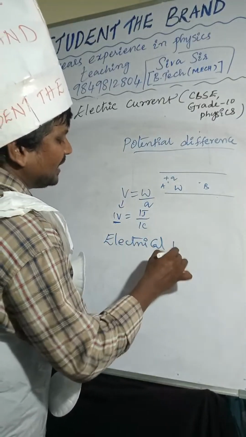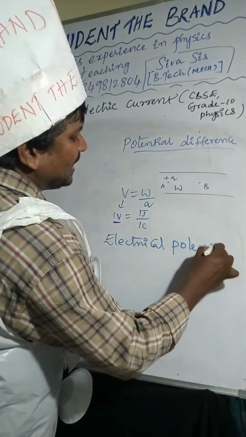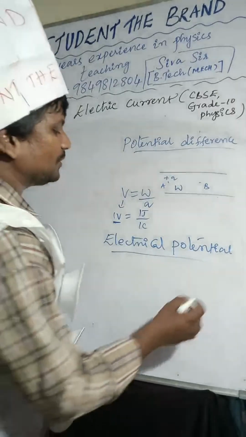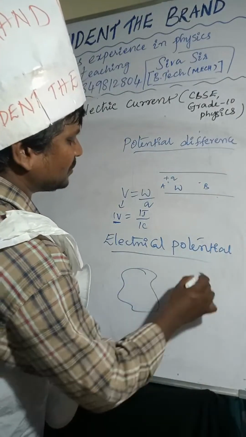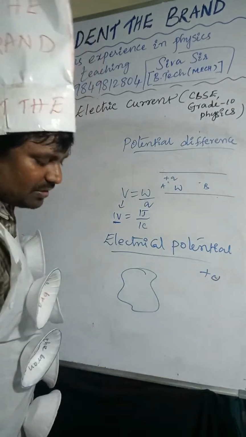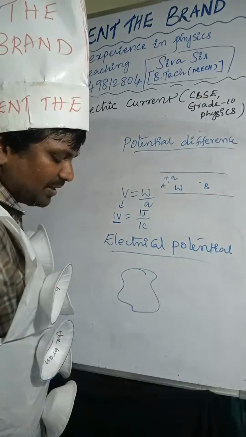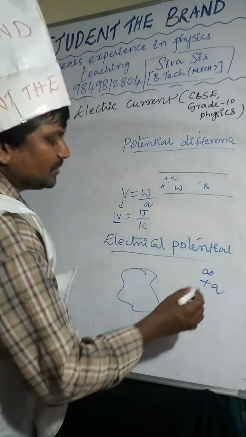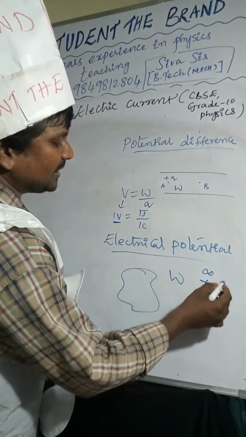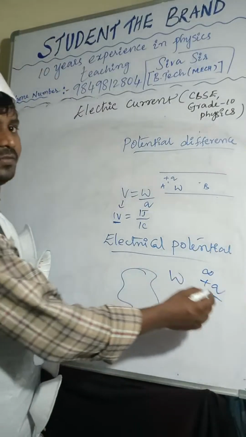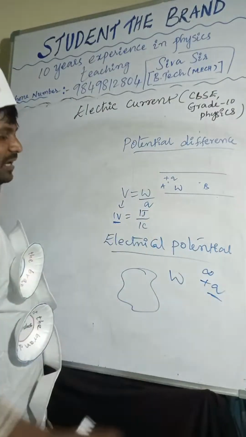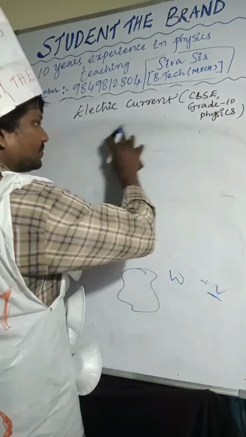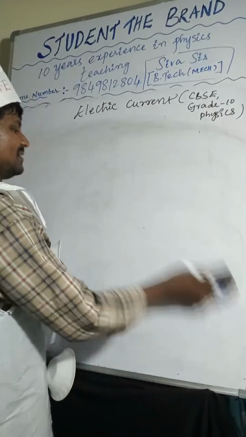Coming to the electrical potential. We are doing some work to bring unit positive charge from infinity to the required field. That is called electrical potential.